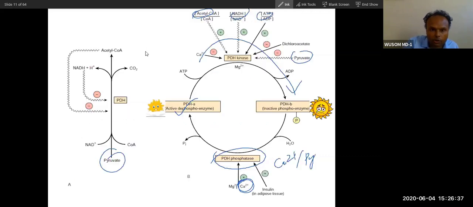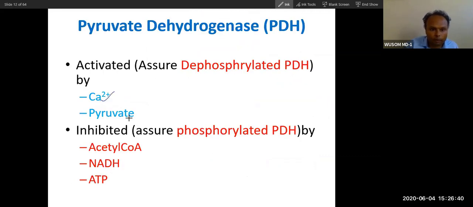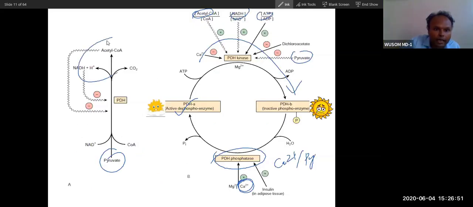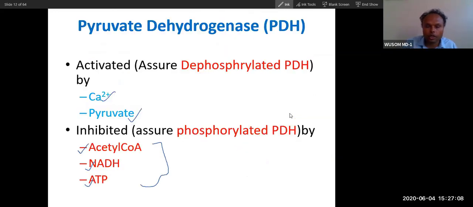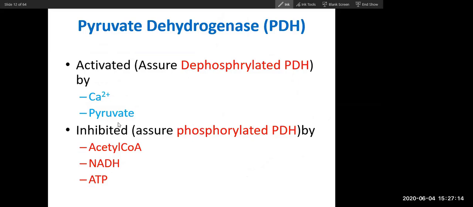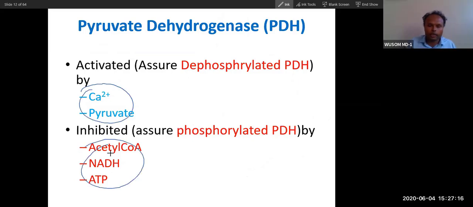This is the conclusion of the whole explanation. Calcium and pyruvate are activators, and these three are inhibitors. These three act as inhibitors through feedback inhibition and also through phosphorylation. One by feedback inhibition, these two, and these two also by phosphorylation. Now you understood? So remember these two; if you remember at least that, you will remember the mechanism.